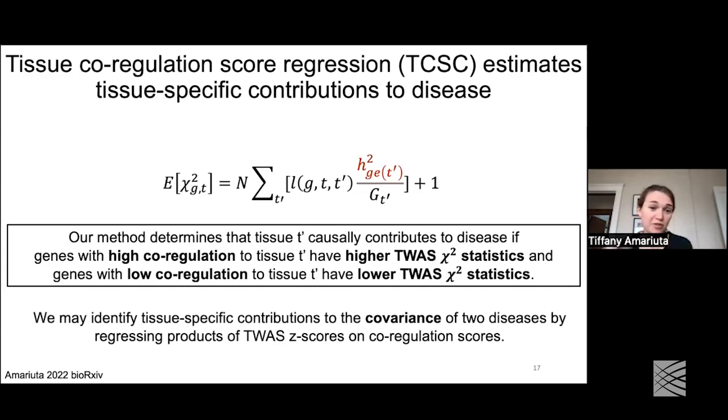And we can generalize our model above to partition the TWAS chi-squared statistics across pairs of diseases. We can identify tissue-specific contributions to the covariance of two diseases or two traits by regressing products of TWAS z-scores on co-regulation scores. The only thing that changes is that the expectation becomes an expectation of products of z-scores, and this estimated term becomes an estimated covariance instead of an estimated heritability.